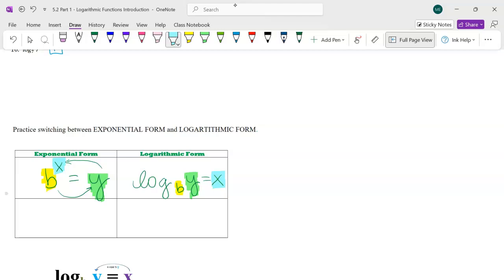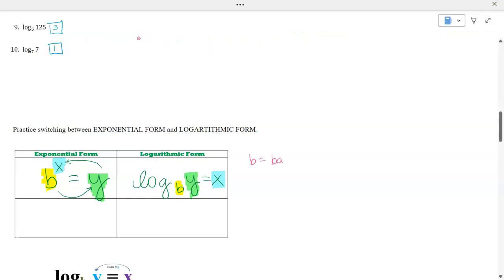The other thing that I want to just point out to the side, so b is going to be the base of your exponent, and it also is the base of your log. And y, I will refer to this many times as the argument of the log. And again, when we see a log equation, it says the log base b of y equals x. That's how you would read that equation.